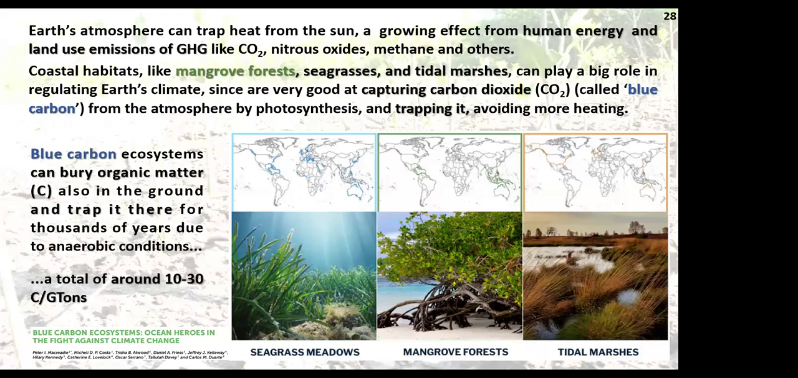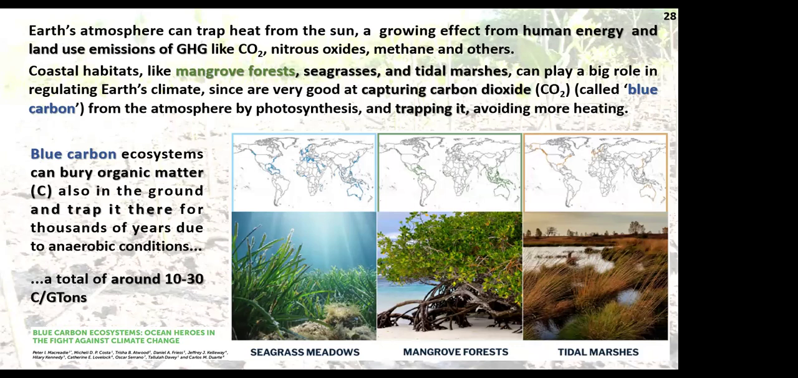Earth's atmosphere, as you know, can trap heat from the sun. Despite this heat-trapping function of the atmosphere being necessary for life, it has been uncontrollably rising in the last decades by the effect of human energy and land use. Several gases like carbon dioxide, nitrous oxides, methane, and others are being released by the clearing of these wetlands.